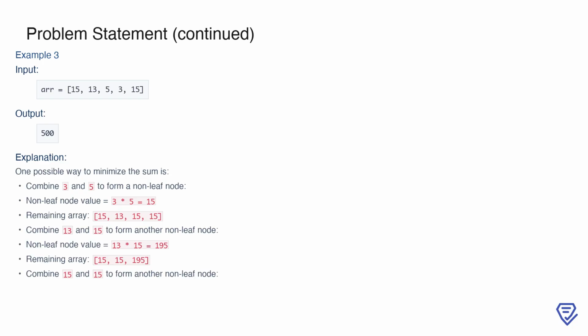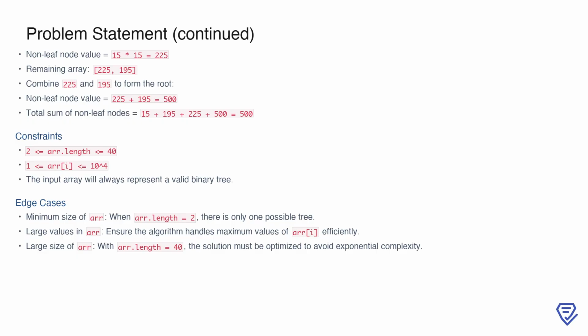Then, we combine the two 15s, forming yet another non-leaf node with a value of 15 * 15 equals 225. This reduces the array to 225, 195. Finally, we combine the remaining nodes 225 and 195 to create the root node of the tree. The value of this node is calculated as 225 plus 195 equals 500. Adding up all the non-leaf node values, we get 15 plus 195 plus 225 plus 500 equals 500 as the total sum. This is the minimum sum of non-leaf nodes for this input.